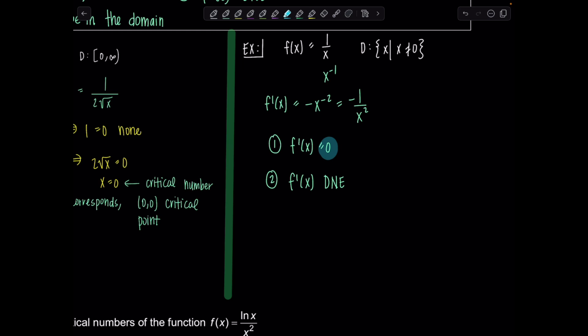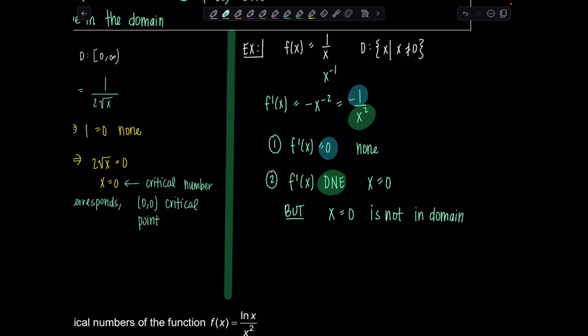The derivative is 0 where the numerator is 0. That never happens. The derivative doesn't exist when the denominator is 0. That happens when x is 0. But this time, x equals 0 is not in the domain.